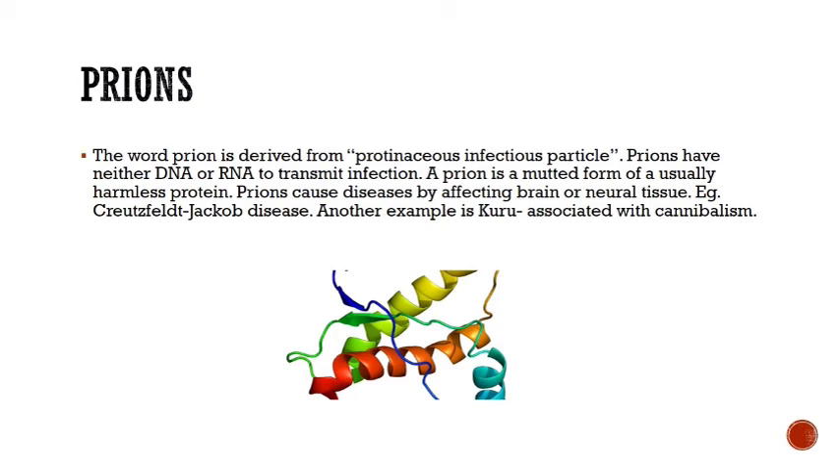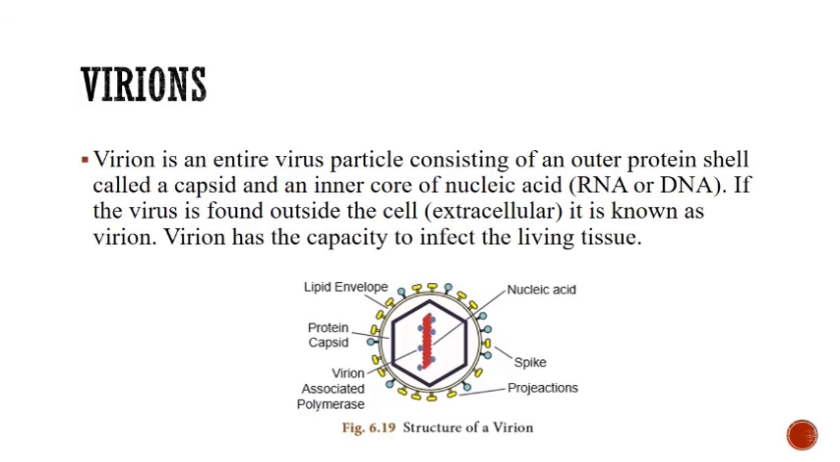Prions. The word prion is derived from proteinaceous infectious particle. Prions have neither DNA nor RNA to transmit infection. A prion is a mutated form of a usually harmless protein. Prions cause diseases by affecting brain or neural tissue. Example, Creutzfeldt-Jakob disease. Another example is Kuru, which is associated with cannibalism.